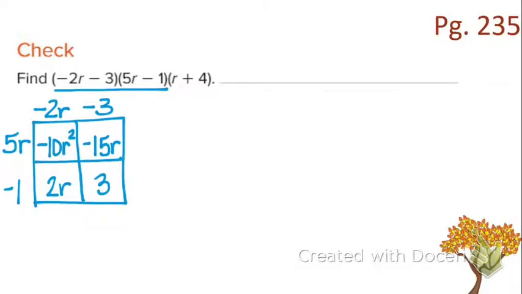So when we take this out, we have negative 10r squared. These are what we call like terms because they both have r to the first. So that would be negative 13r plus 3.